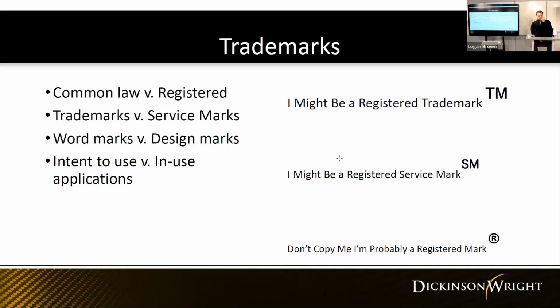To the right here, you can see some of the symbols that indicate a word or design might be protected by somebody else, or you might want to use on your own. The TM symbol is for generally unregistered marks, but they might be for registered marks. You can use that one interchangeably. A service mark is the same, except for services, and the registered R, the R with a circle, is an indicator that a mark is registered.